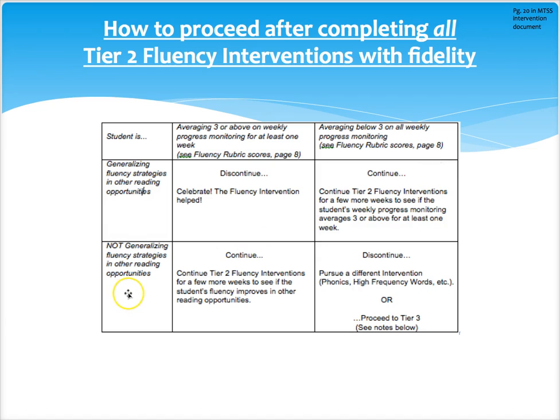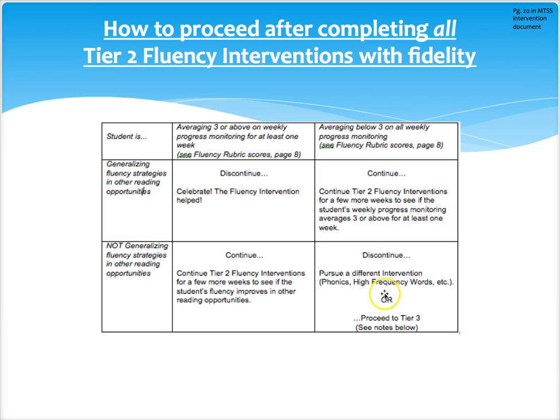What if the student is not generalizing fluency interventions in other reading opportunities outside of this intervention, but they are averaging a 3 or above on those weekly progress monitoring charts? You will want to continue the fluency intervention just for a few more weeks to see if the student's fluency can improve in other reading opportunities.